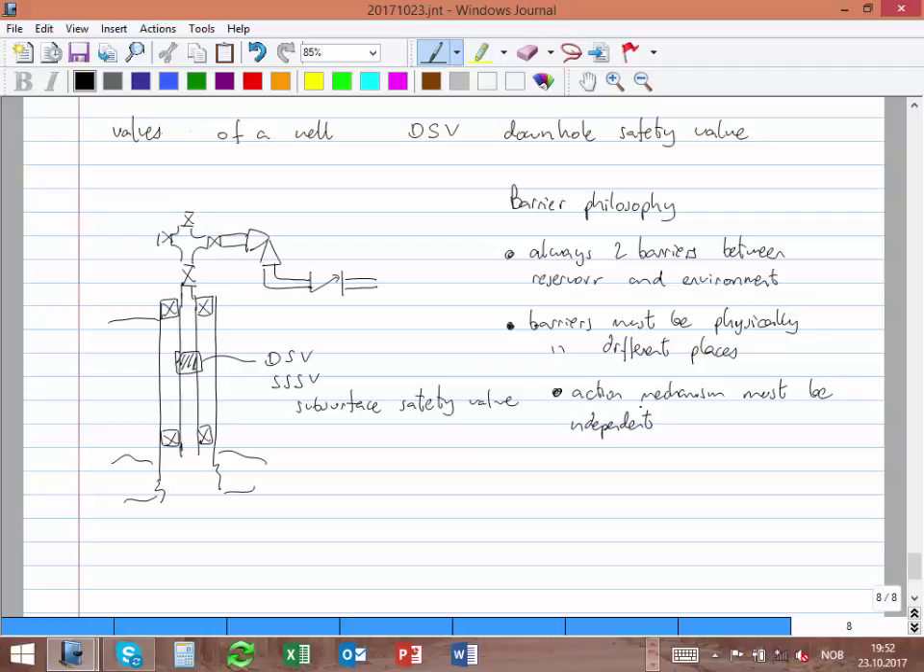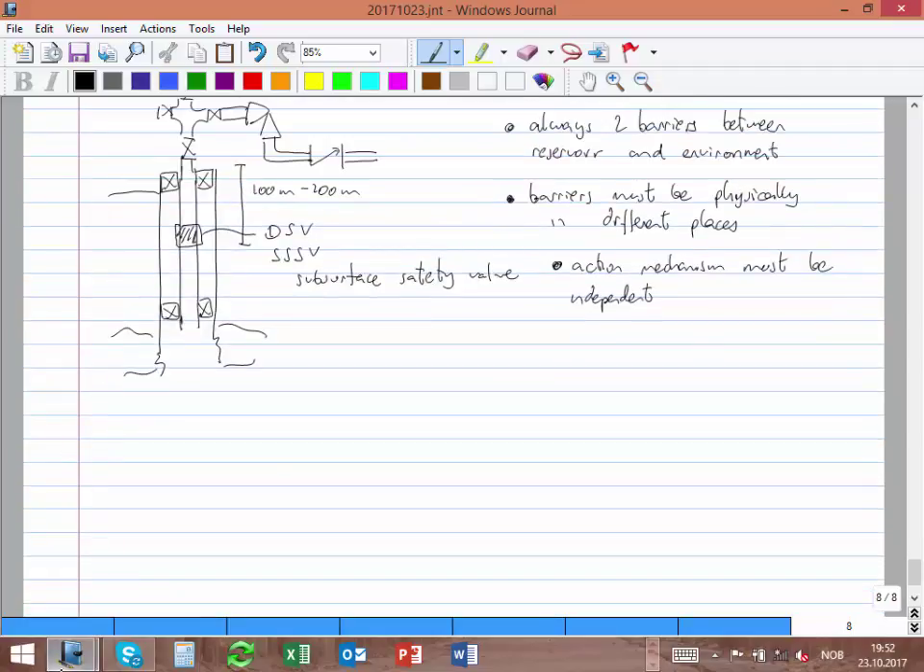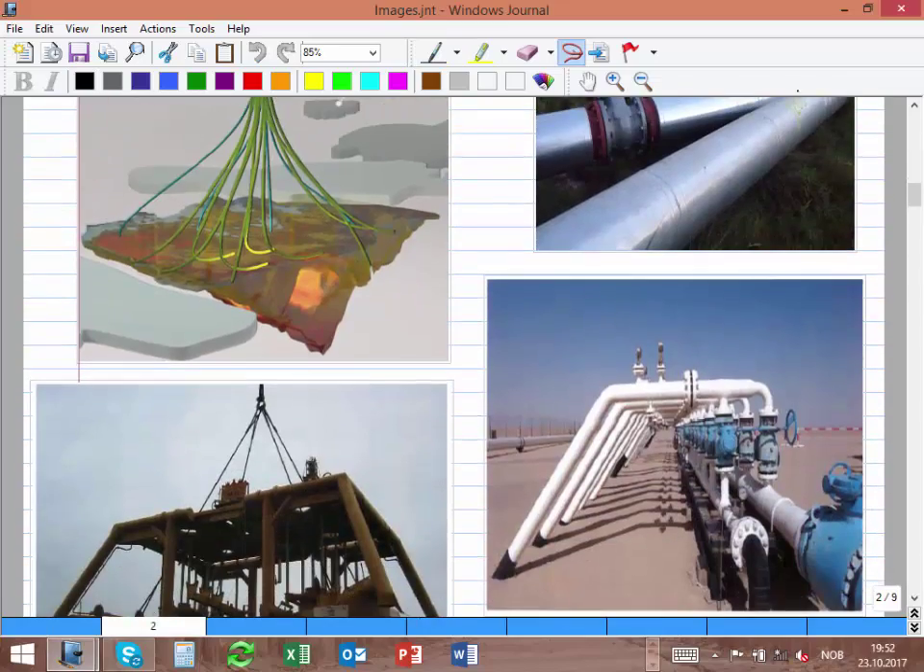Okay, so now I'm going to show you how this DSV looks. That's part of the strategy. This usually is located maybe between 100 and 200 meters below the seabed, just for safety, in case something happens to the main barrier. Remember, all of these valves, the main ones, why do you have two? You have two to protect, so that if you close the well, you are sure you are containing the pressure and the flow of the fluids in the reservoir. So I'm going to show you very quickly how that looks. I think that's interesting.